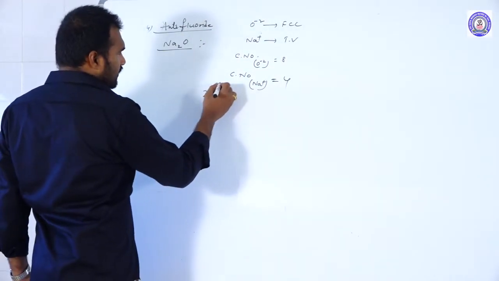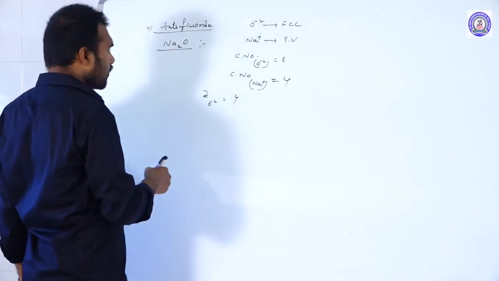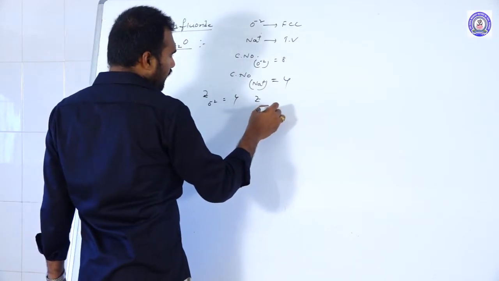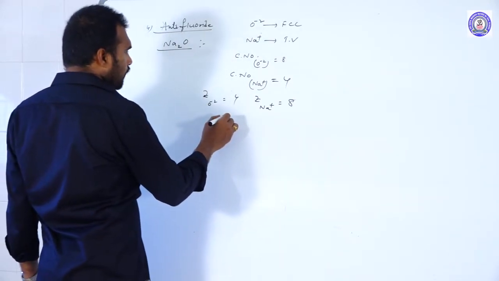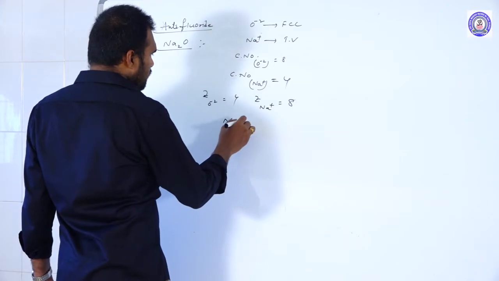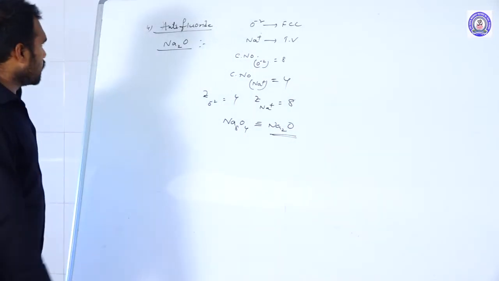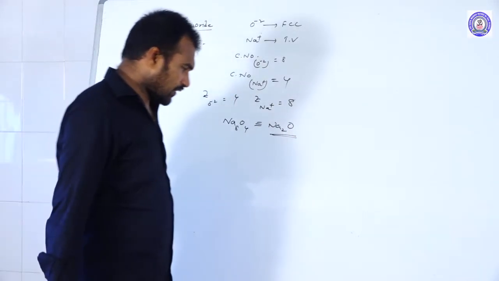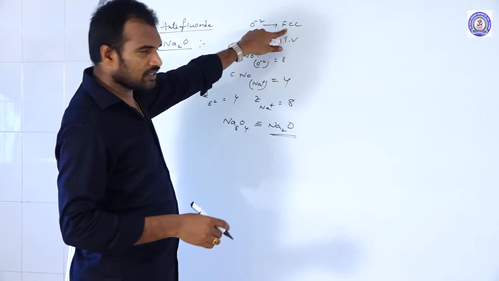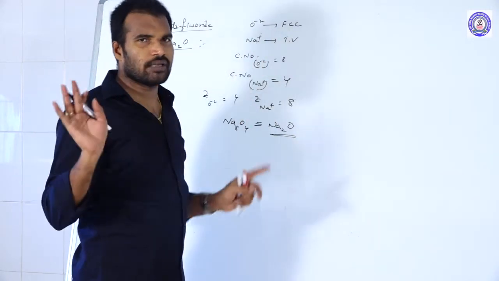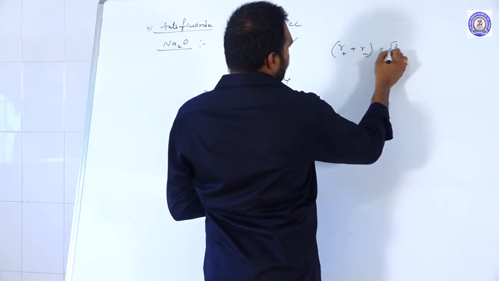Next, the effective number of O2 minus will be 4, because O2 minus forms the FCC lattice, and the effective number of Na plus will be 8. So the chemical formula will be Na8O4, simply Na2O. For the distance between them, it is the same as before. One forms FCC and the other occupies the tetrahedral void, so definitely root 3 by 4 will come. So the radius of cation plus the radius of anion is equal to root 3 by 4 a.